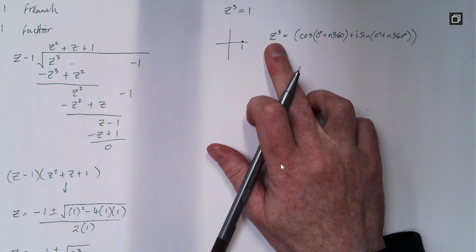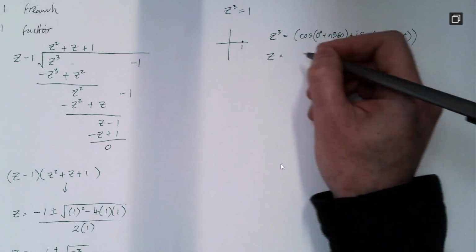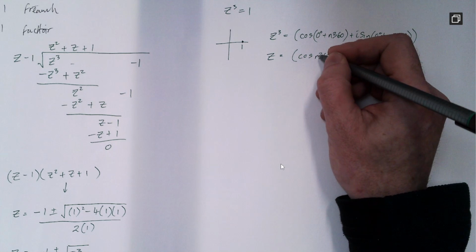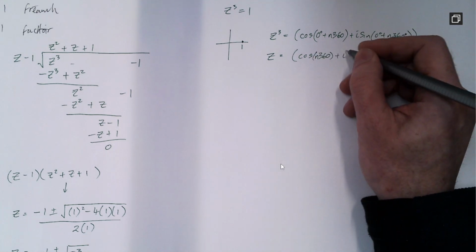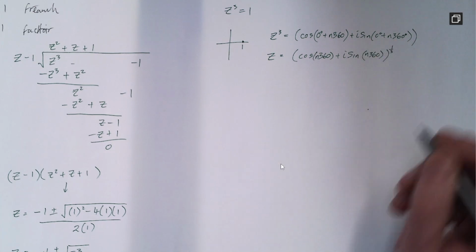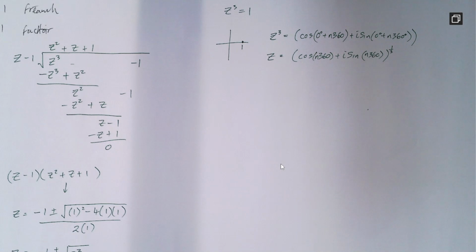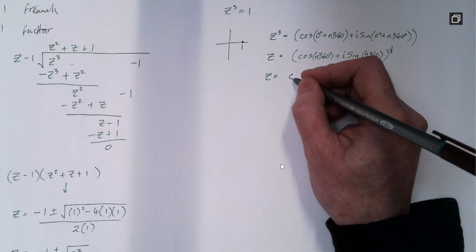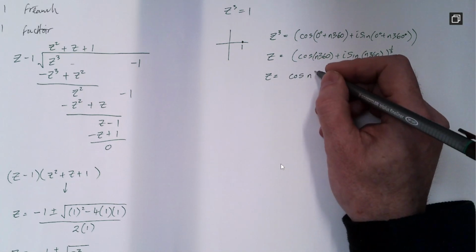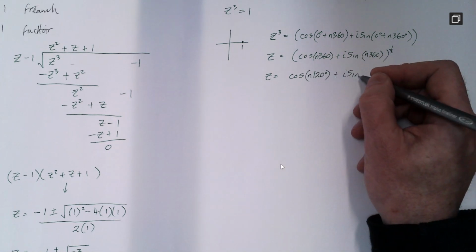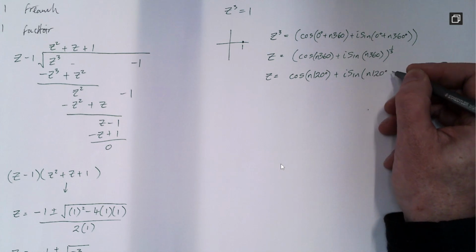Now we take both sides to the power of a third. So z equals cos n360 degrees plus i sin n360 degrees, all to the power of a third. One to the power of a third is 1. So the roots are z equals cos of n times 120 degrees plus i sin of n times 120 degrees.